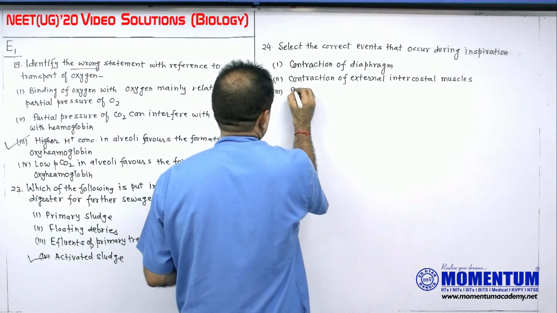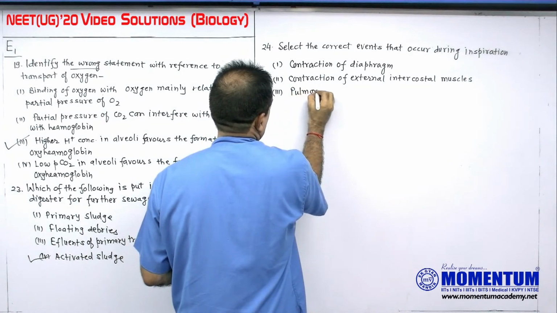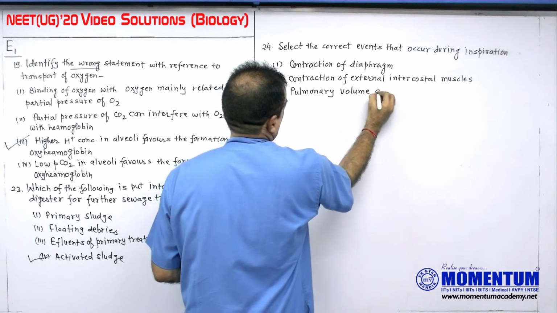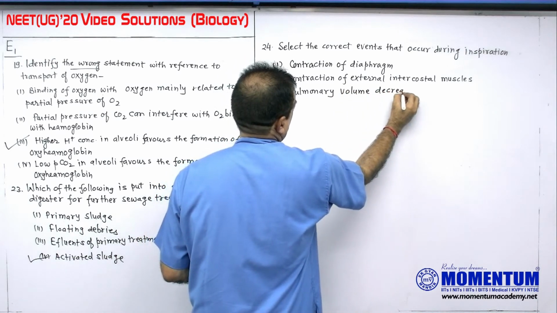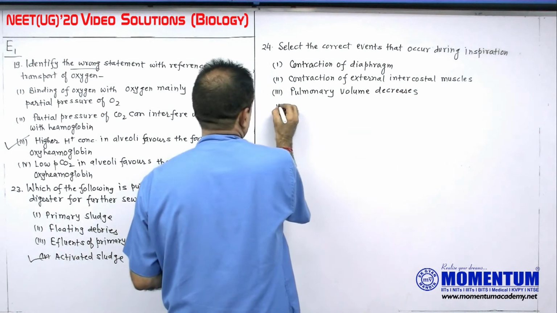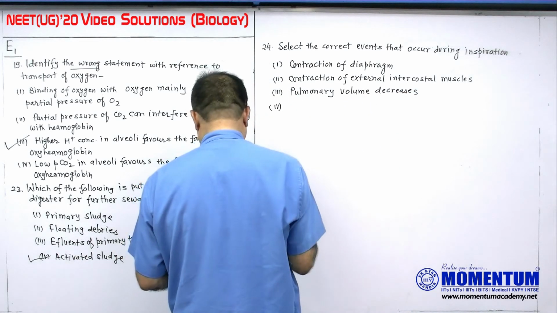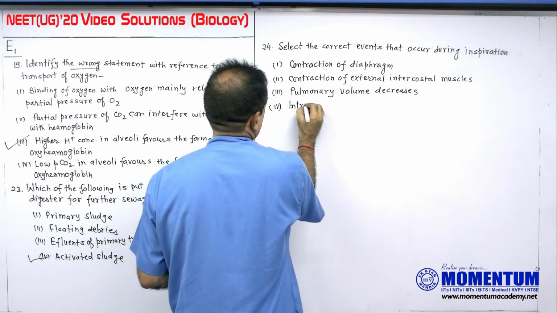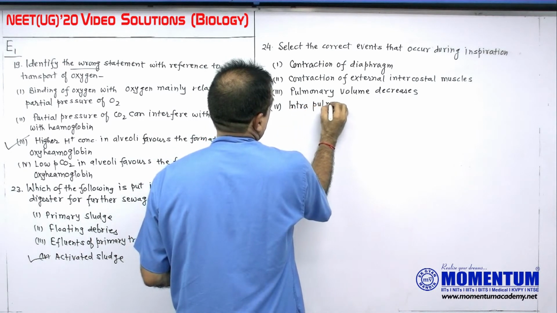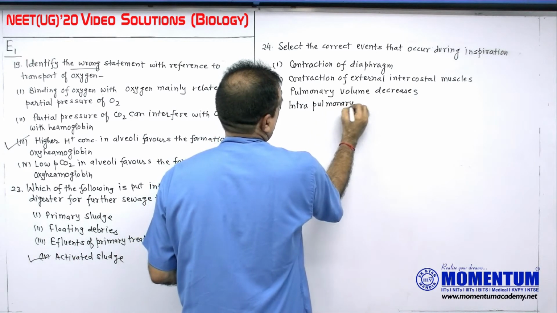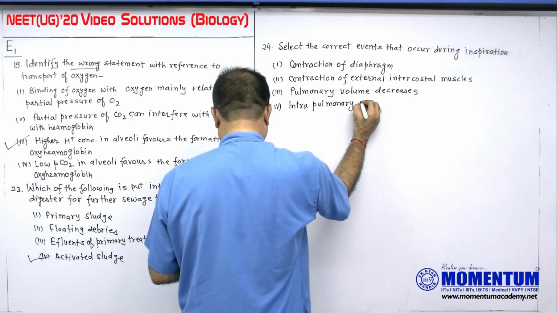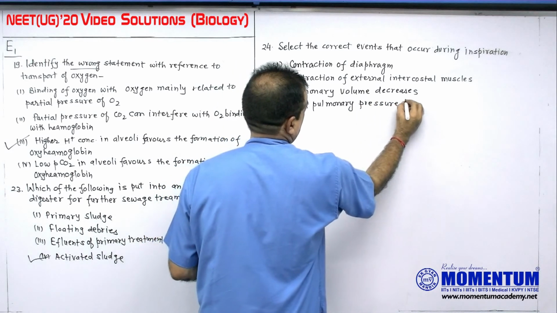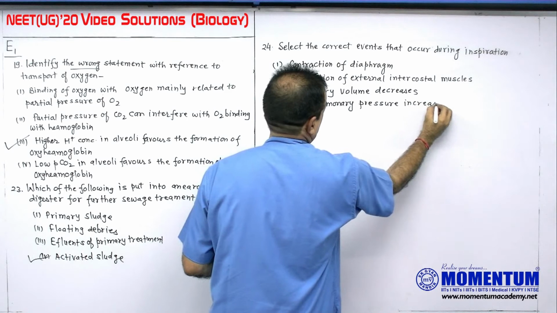Pulmonary volume decreases. And number 4, intrapulmonary pressure increases.